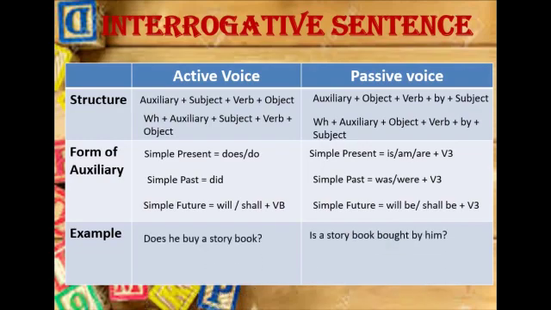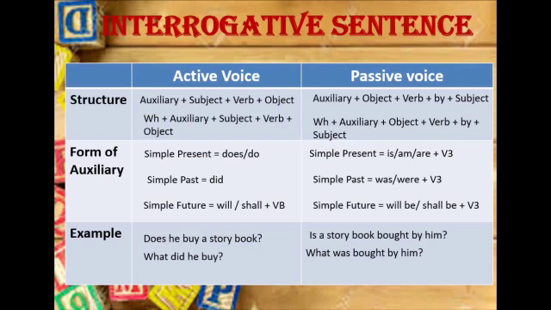For example, does he buy a storybook? So it will be converted, does will be converted into auxiliary, is a storybook, and by will be converted to third form, is a storybook bought by him. And you have to put a question mark. What did he buy? This is a WH question. So the WH word will remain as it is.